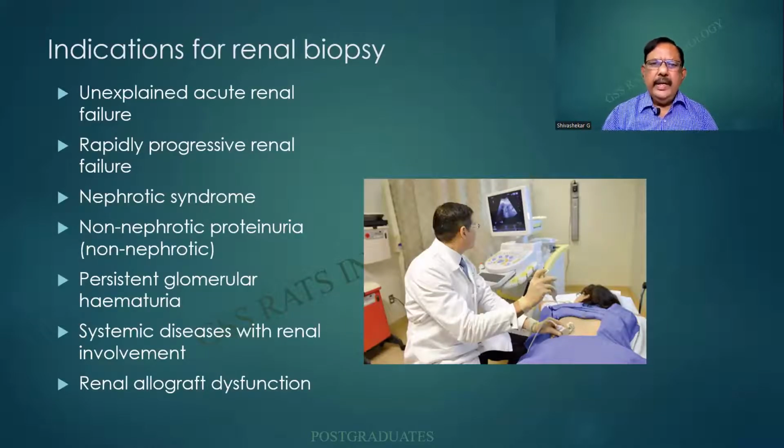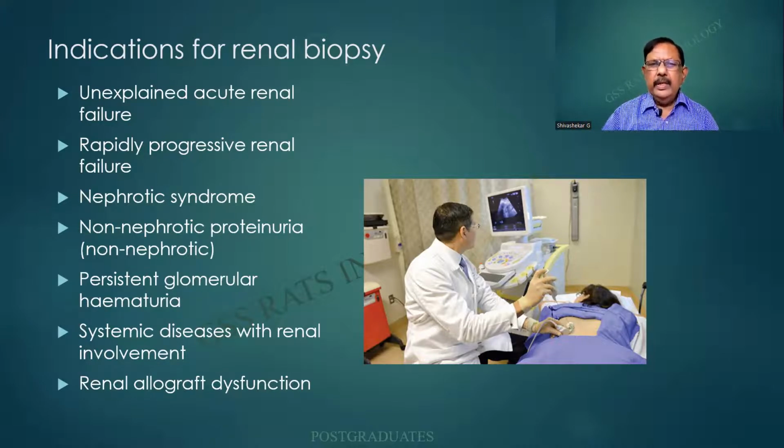Now, what are the indications for a renal biopsy? I always used to say subheadings, subheadings, subheadings: indications. Whenever there is an unexplained acute renal failure, rapidly progressive renal failure or disease, nephrotic syndrome, non-nephrotic proteinuria. There are lots of causes of this which you will be knowing. Persistent glomerular hematuria. Glomerulus, again and again they harp on the word glomerulus.